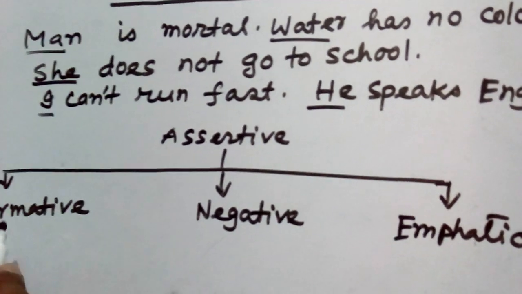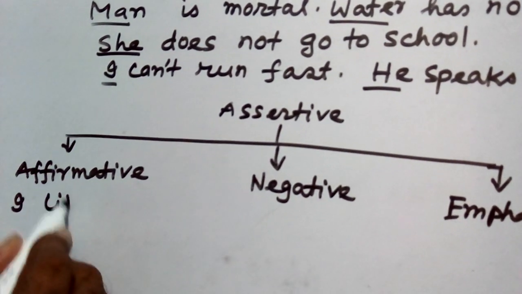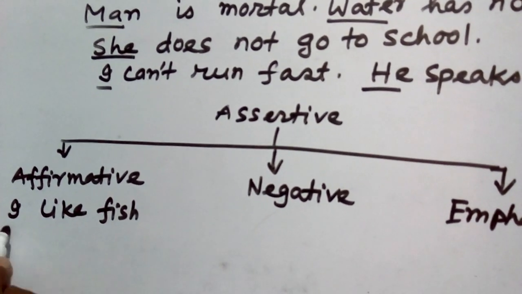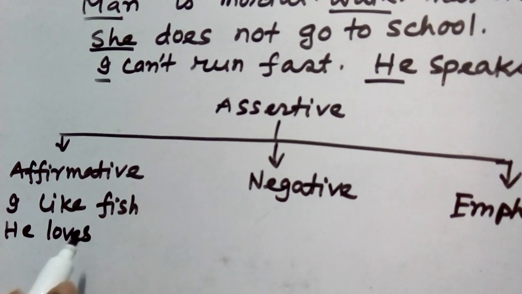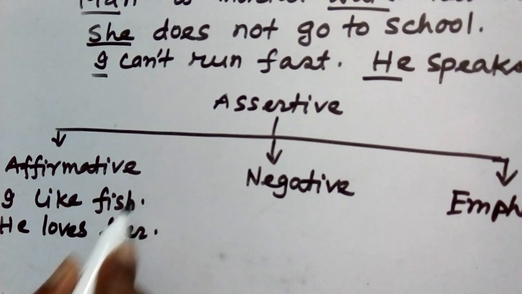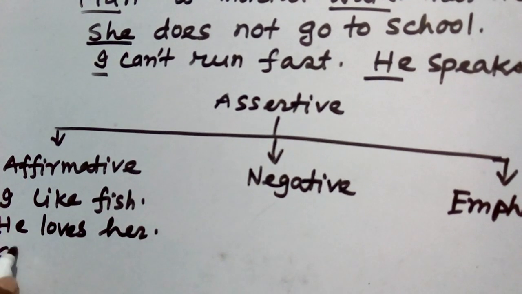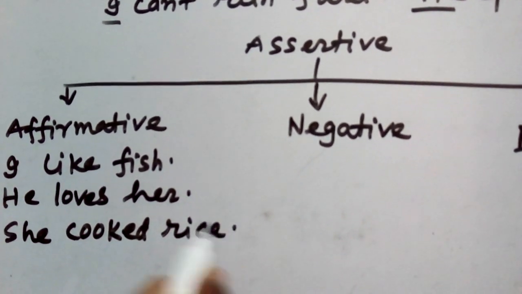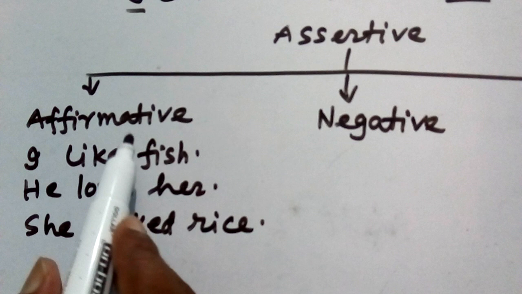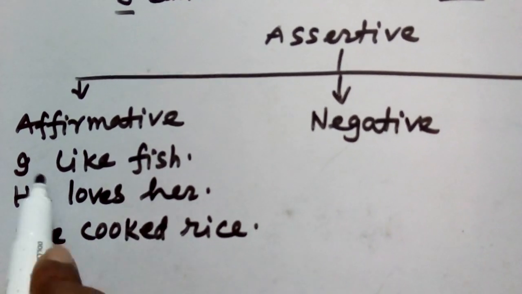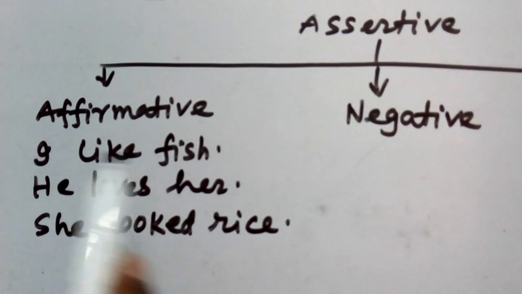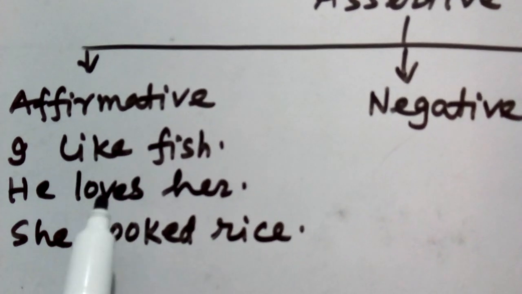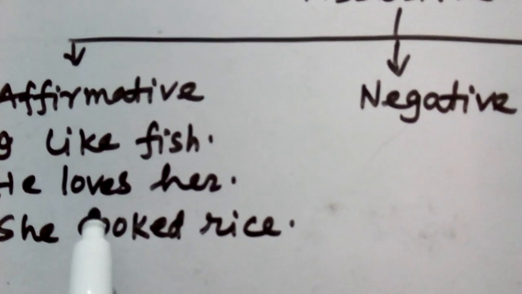So affirmative, just I write example: I like fish. He loves her. And if I write another example, she cooked rice. So I have written here 3 examples of affirmative sentence. So what is affirmative? Affirmative sentence means the sentence that expresses a yes type of sentence. It is called affirmative sentence.